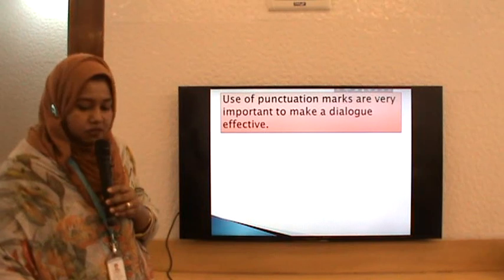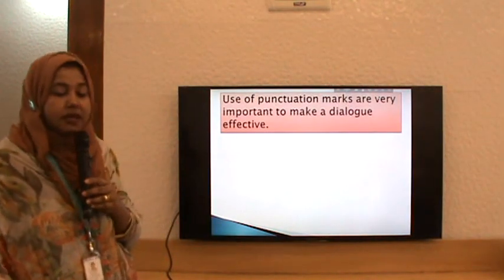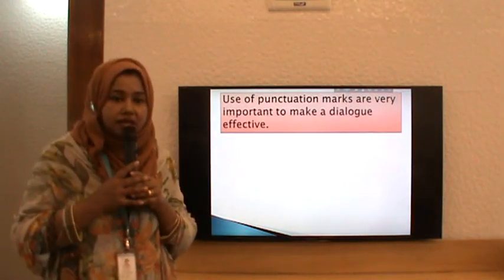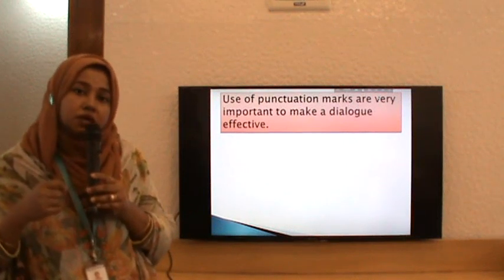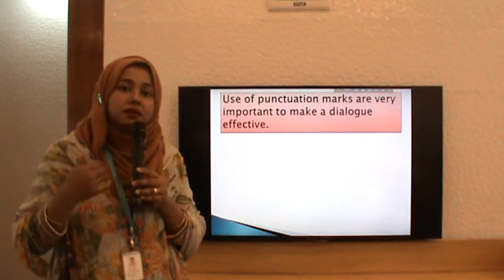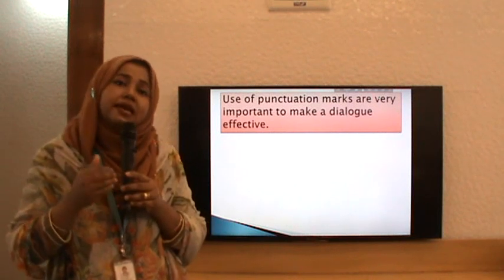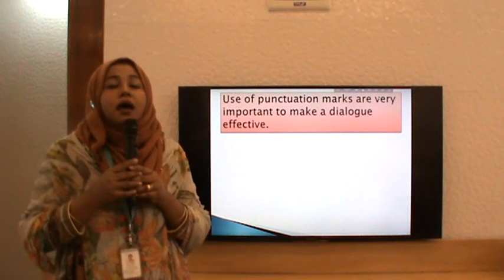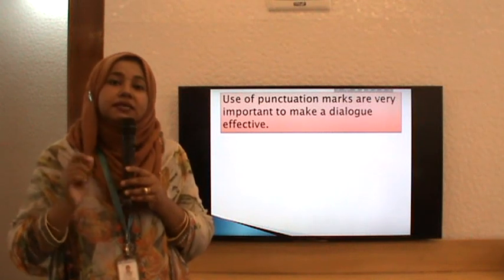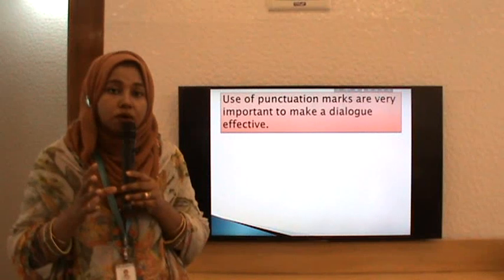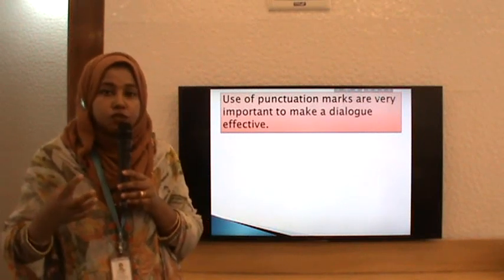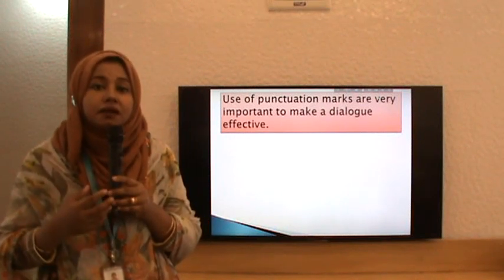And then use of punctuation marks is very important to make a dialogue effective. You know punctuation marks. Why should we use punctuation marks? We are using punctuation marks, but what is the extra importance? I have told you that writing dialogue is the written form of spoken language. So how we speak should be reflected in our writing.